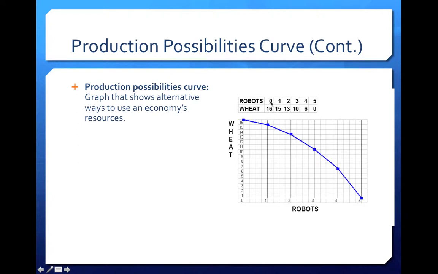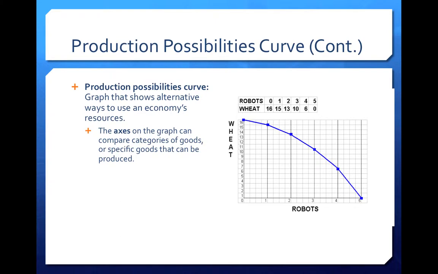If you want to produce 16 bushels of wheat, you wouldn't have enough resources for robots. If you want to produce 15 bushels of wheat, you can make one robot, and so forth. Okay, and these ratios are stratified there on the graph for you. The axes on the graph can compare the categories of goods or specific goods that can be produced. So, this is a conceptual graph. Okay, in this case, it's an imaginary situation.